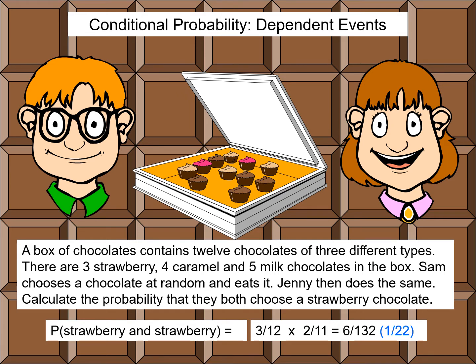The probability of a strawberry and a strawberry therefore being 3 out of 12 times 2 out of 11, which is 6 out of 132. You can simplify that to 1 out of 22, but I would only do that if the question asks you to.